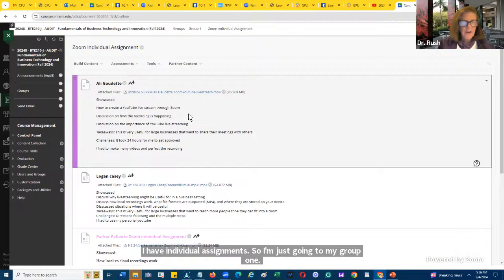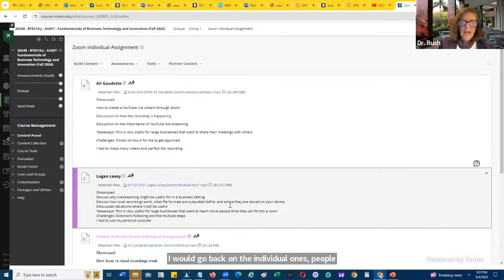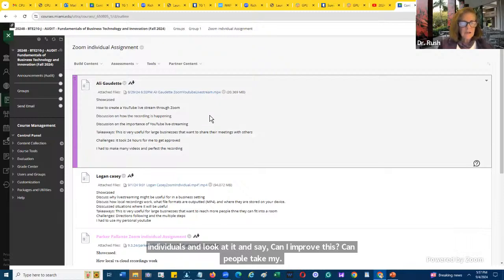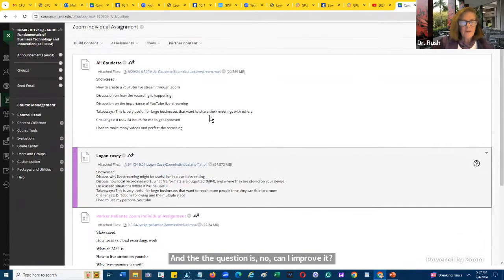attach file, how to create it through discussions. And I would go back on the individual ones, look at it and say, can I improve this? Can people take my individual assignment and follow it to the T? And the question is, can I improve it? I would do for Monday a second version.